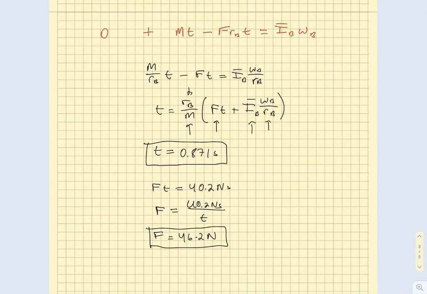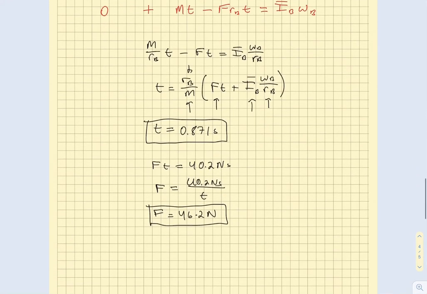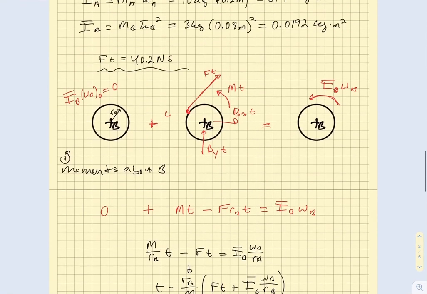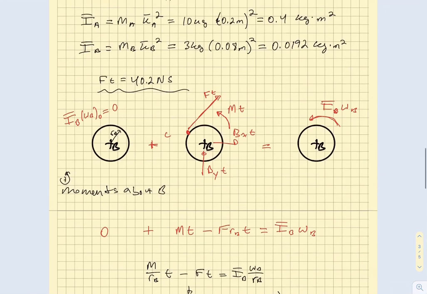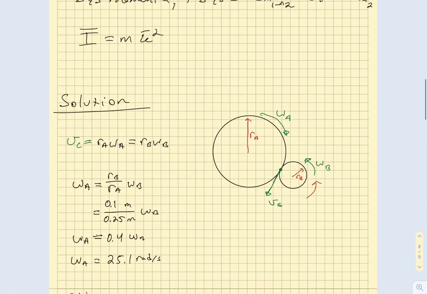And then lastly, we know that Ft is equal to that 40.2 Newton seconds. So then the force will be equal to the 40.2 Newton seconds divided by time. And once we get that, we get that the force is equal to 46.2 newtons.